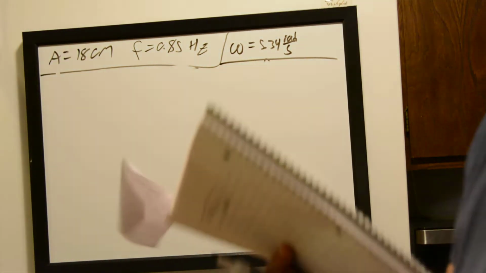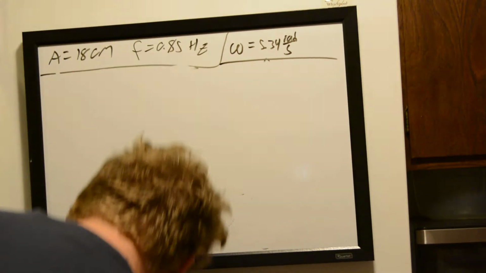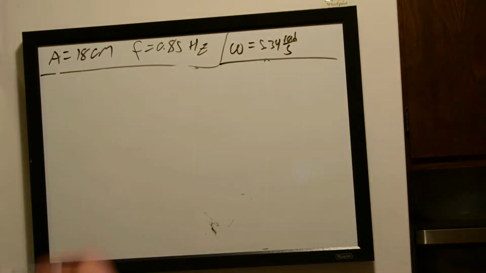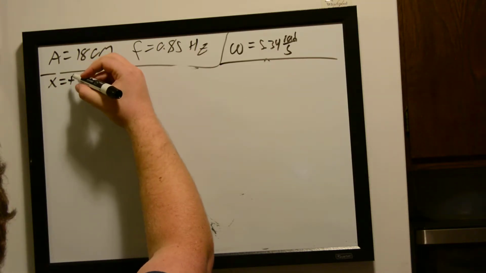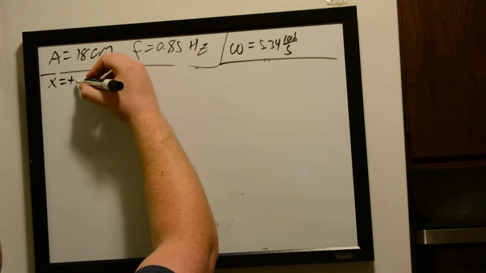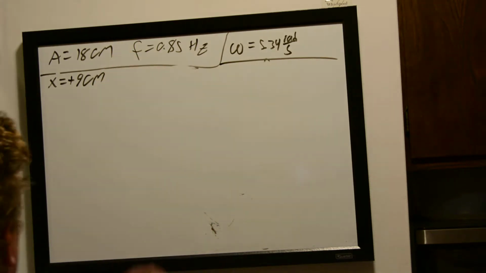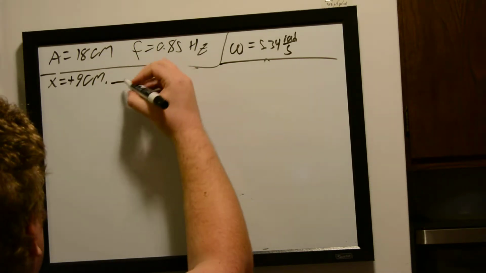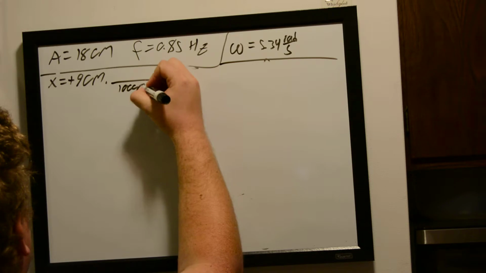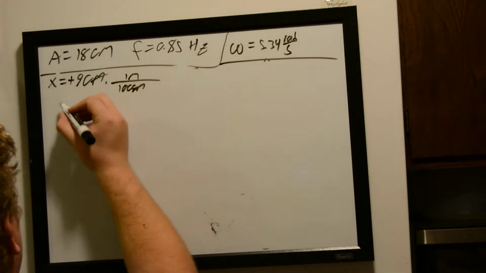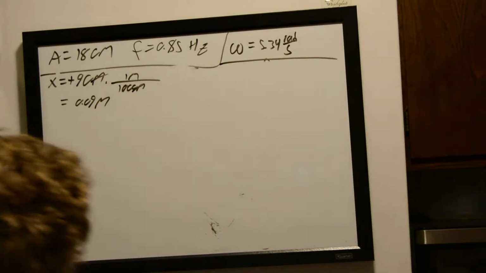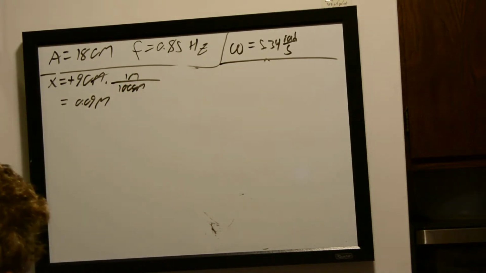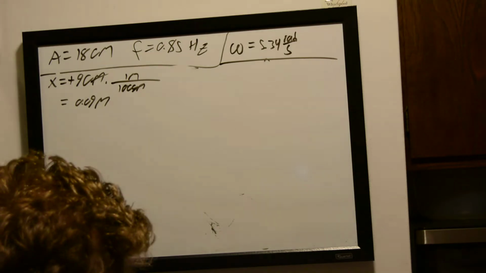Alrighty, so 14.30 part B asks us to find the velocity and acceleration when our position is given by positive 9 centimeters. So let's just go ahead and convert that to meters right now, which is positive 0.09 meters.